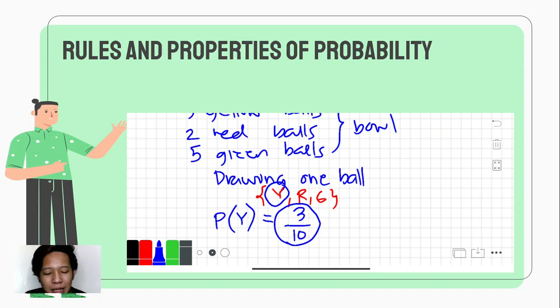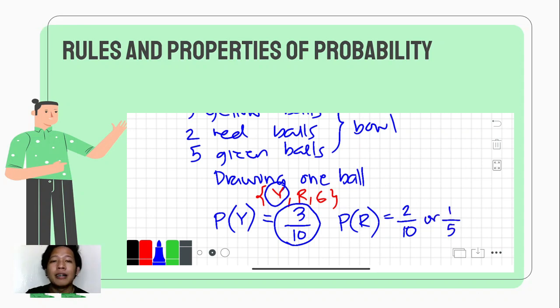Let's say, for example, let's have another example. Let's say, for example, we are getting the probability of getting a red ball. So how many red balls do we have? That we have 2. And then there are actually 10 balls in the fish bowl. So the probability of getting a red ball is 2 over 10, or we can actually simplify it into 1 over 5. Okay? Or we can convert it into decimal. Okay? So that's how we get the probability of a certain event.